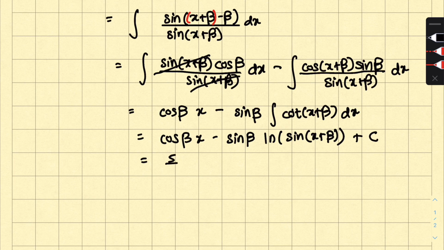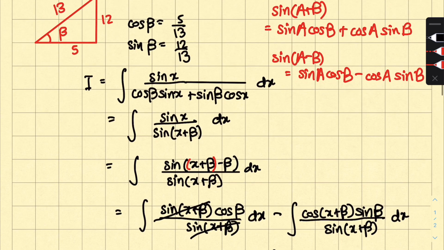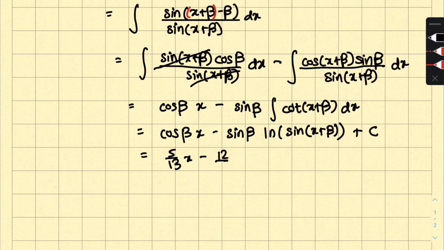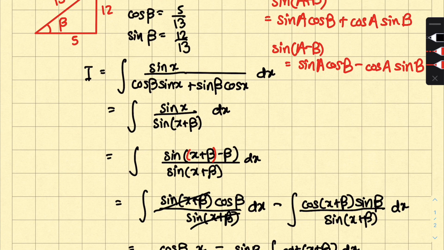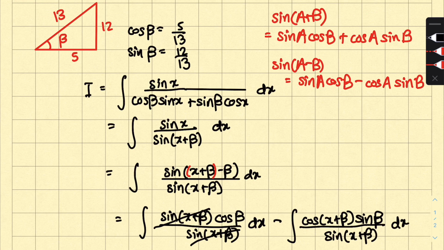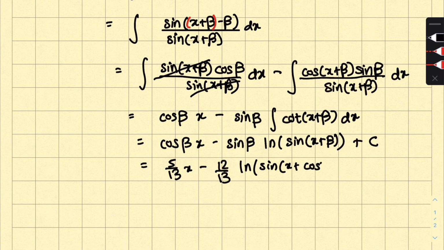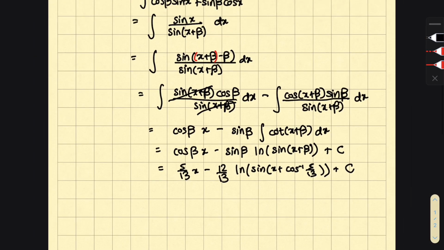So cosine beta is 5 by 13 and sine beta is 12 by 13. Natural log of sine of x plus, well, beta I can sub for beta. Beta is cosine inverse of 5 by 13. Cosine inverse of 5 by 13, plus c, and that should be your answer. I'm pretty confident in my approach.